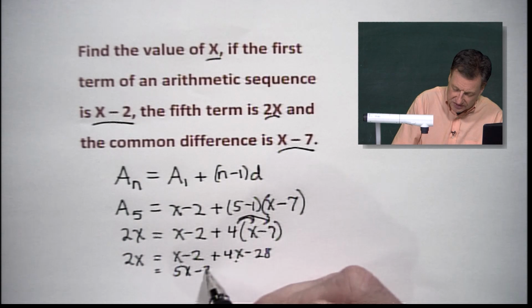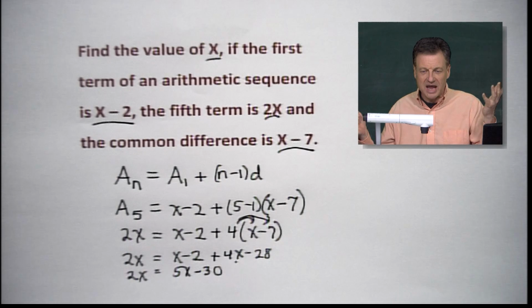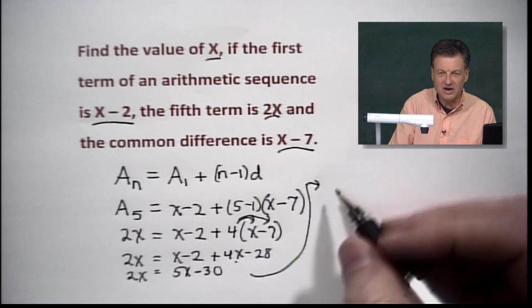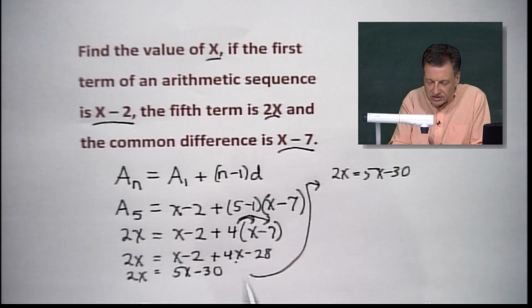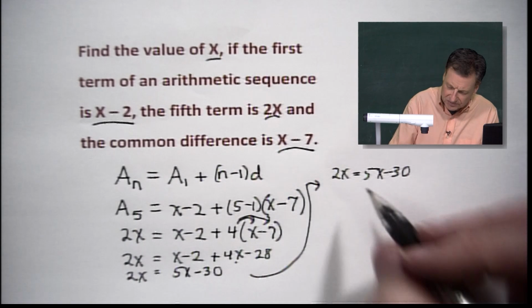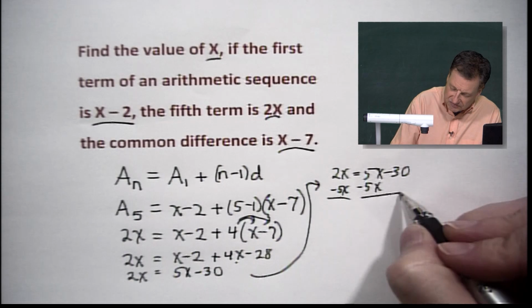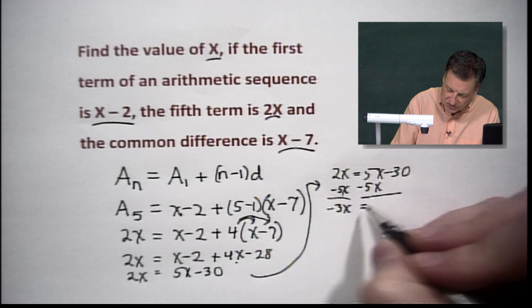Everybody see what's going to happen? We're going to lose the 5x. So we have 2x equaling 5x minus 30. It's not so bad, is it? Once you put the numbers and the x's in the right place and do the right things, life is good. Speaking of which, let's go ahead and subtract 5x from both sides. Since we've got the 5x, let's lose it. That's going to give me negative 3x on the left, and negative 30 on the right.